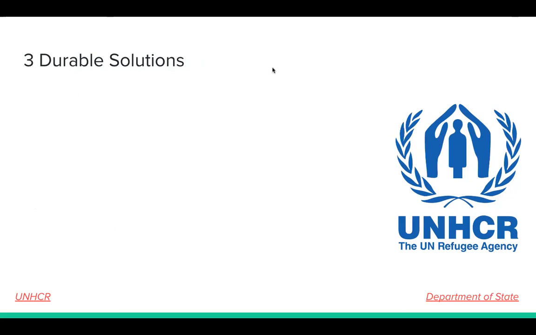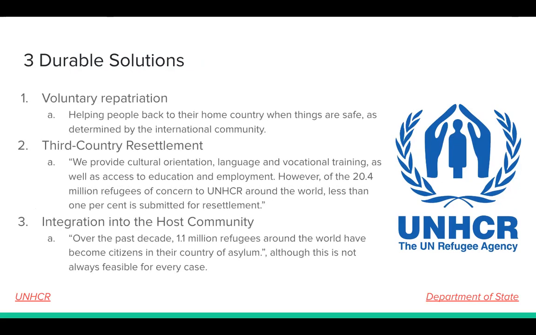what we want to talk about in this section is that the UNHCR and other actors in this arena have 3 durable solutions for migration in the world today. So first is voluntary repatriation, so helping people to get back to their home country when things are safe. And so I think some of us have had students who have actually already returned to the Ukraine. And I'm not sure the details of these returns or the specific reasons, but that's an example of what that is.